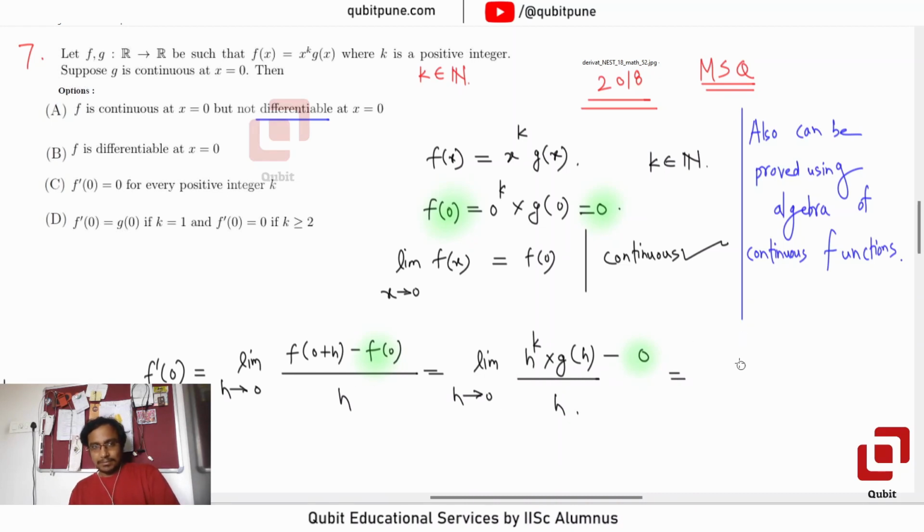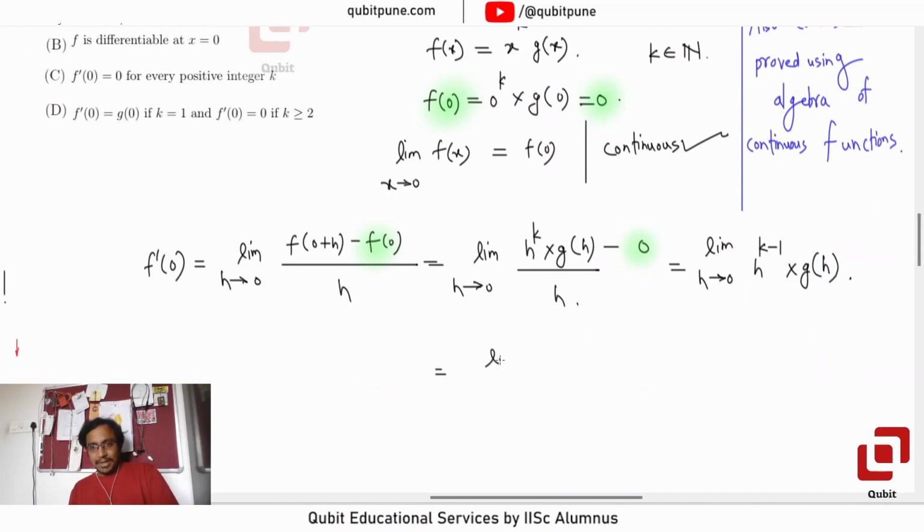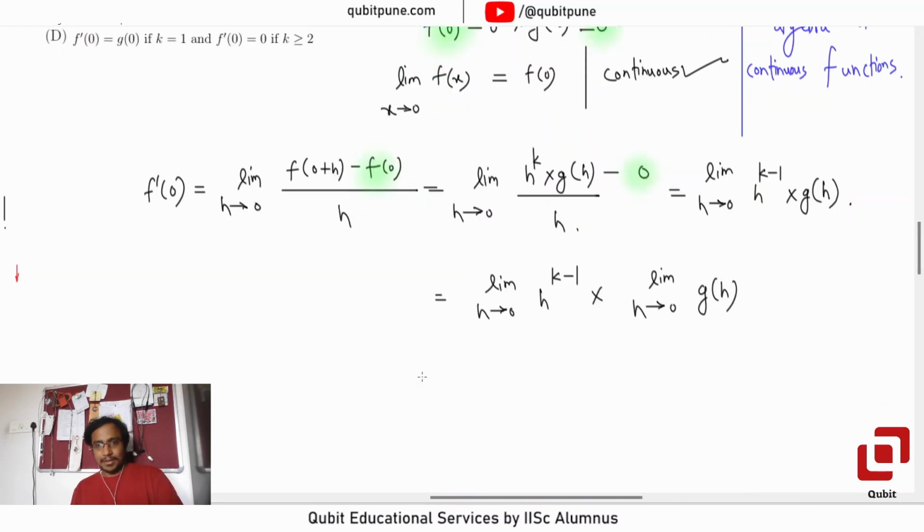So what have we got there? Limit h tends to 0, h raised to k minus 1 into g of h. I can write it as limit as h tends to 0, h raised to k minus 1, into limit as h tends to 0, g of h. Now because g of x is continuous, as h tends to 0, this should tend to g of 0. But what about h raised to k minus 1?